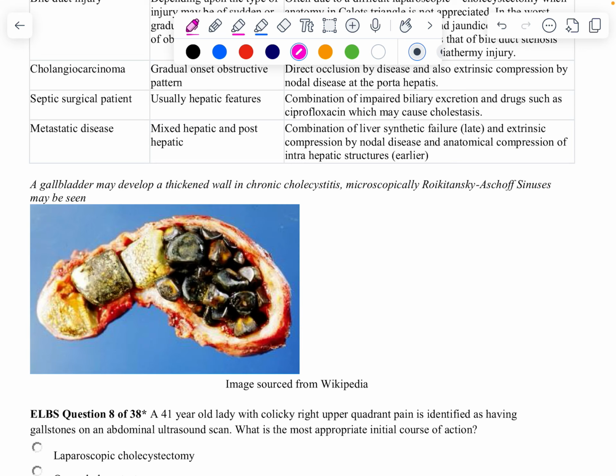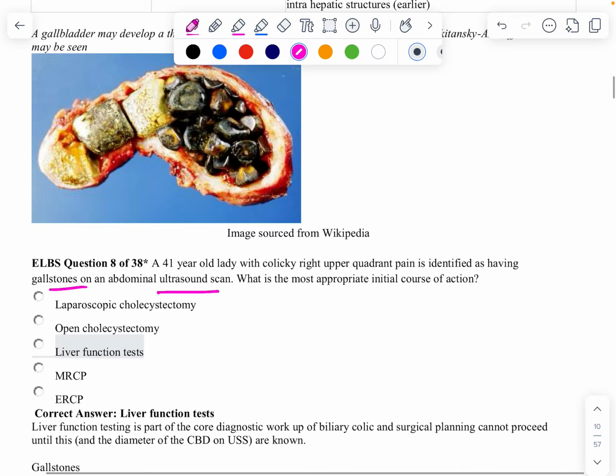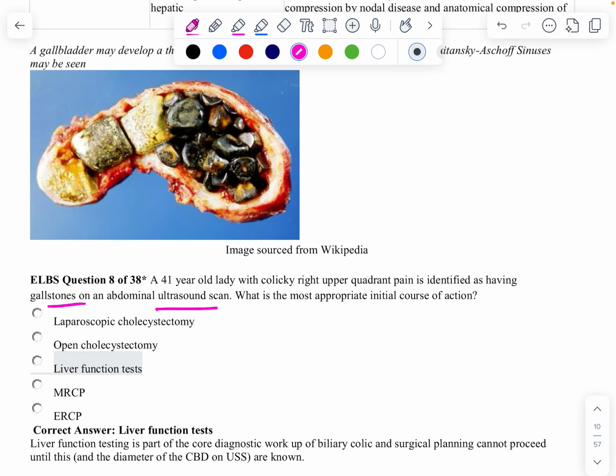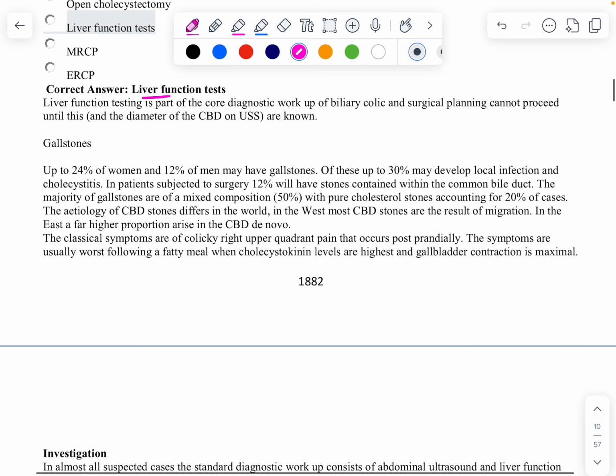A 41-year-old lady with colicky right abdominal pain is identified as having gallstones on abdominal ultrasound. What is the appropriate initial course of action? Colicky pain, gallstones, laparoscopic cholecystectomy. Okay, but as the initial course you have to do LFTs to rule out obstruction in the CBD.